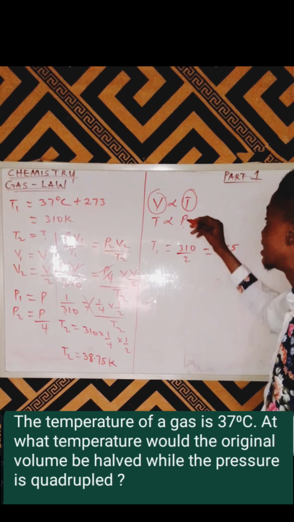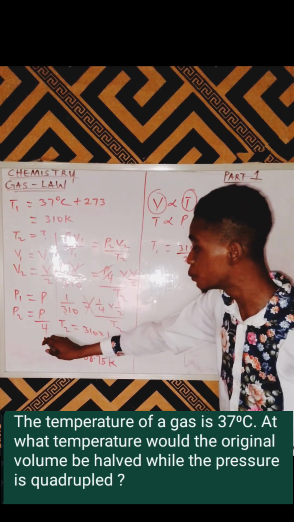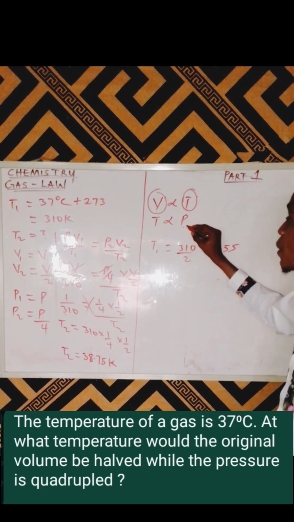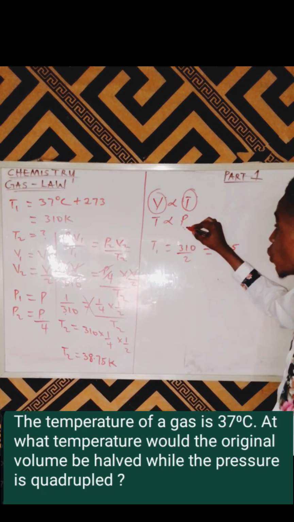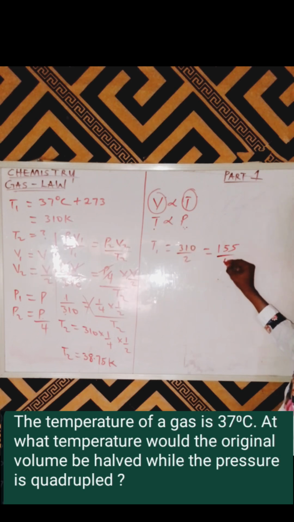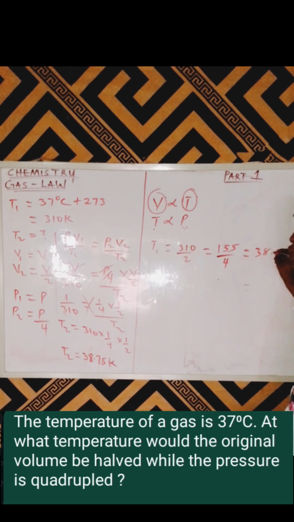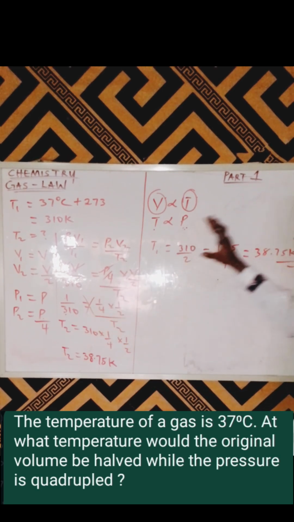And the next was that the pressure was quadrupled, so it is divided by 4. Since the pressure was quadrupled, anything that happens to the pressure will happen to the temperature, so I'll now divide by 4 again. I'm going to get 38.75. That's simple. So if you don't understand this one, you can actually use this style.